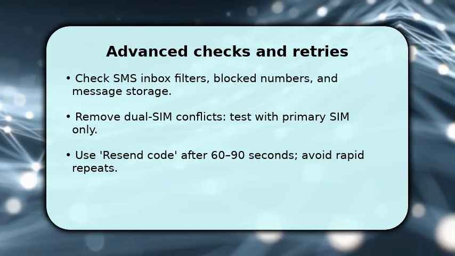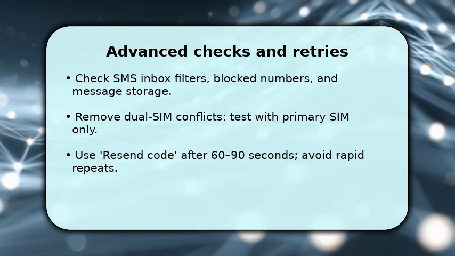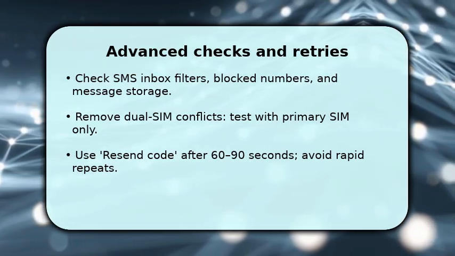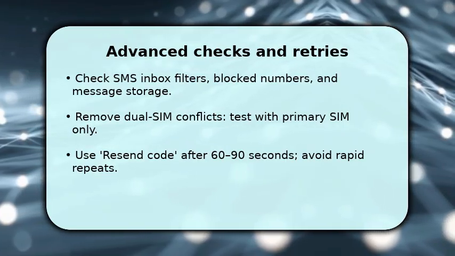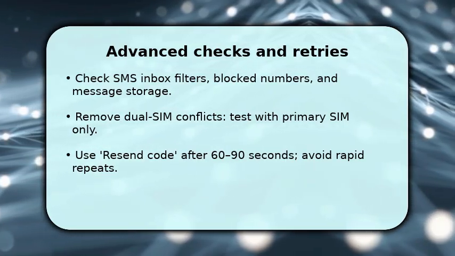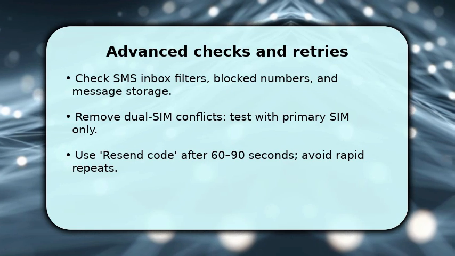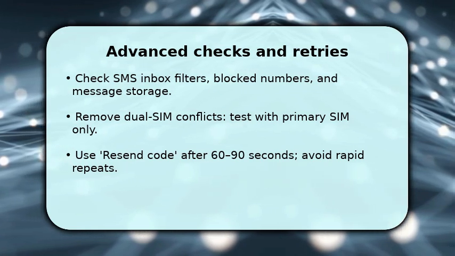Once you clear those, use GCash's resend option after waiting 1 full minute. Rapid repeats can be rejected by carriers. If you still see no SMS, switch to a different network or connect to a robust Wi-Fi and try again to eliminate carrier routing issues.